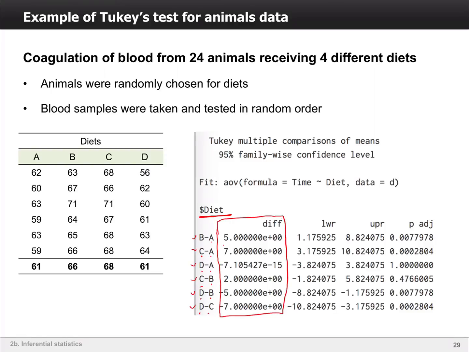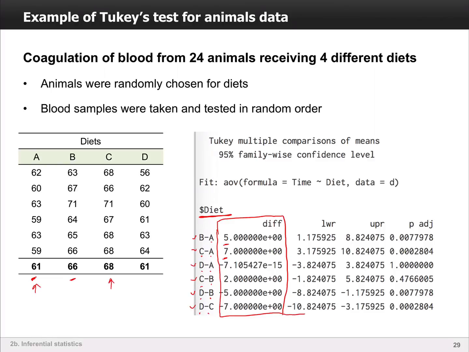For example, if you see this 5 here, it means that the average for B minus the average for A, 66 minus 61, which is 5. Okay. Then you have 7 here. It's the average for C minus the average for A, which is 7, right? So it's just the average difference you observe.